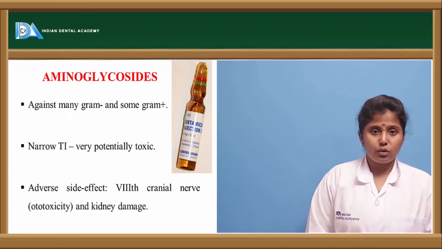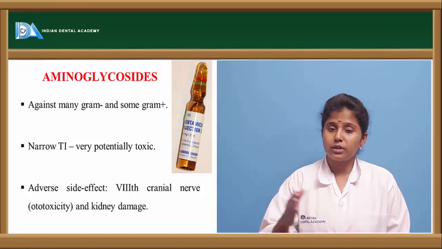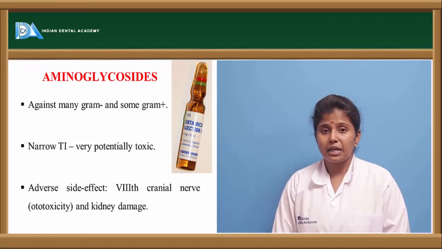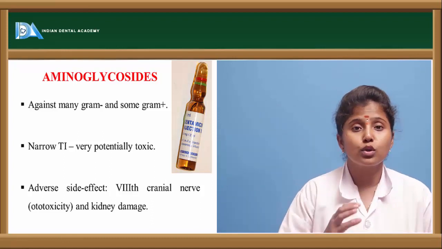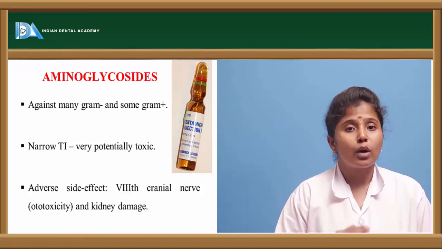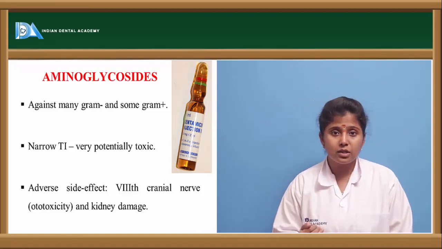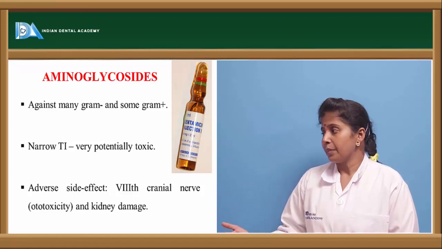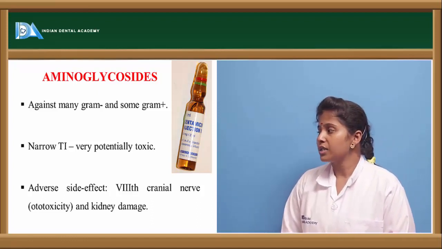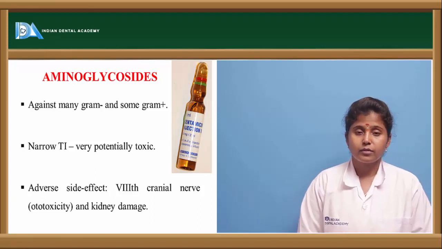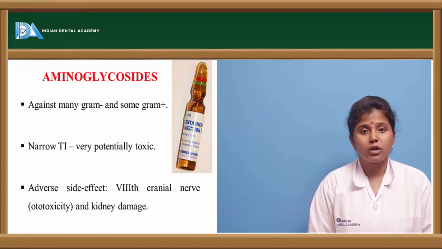Now let us see the aminoglycosides. Aminoglycosides are antibiotics which are very effective against gram-positive as well as some gram-negative bacteria. And these have a narrow therapeutic index. So the dose of these aminoglycosides should be monitored, because if we increase the dose, it may lead to adverse effects, and if we decrease the dose, it may lead to no effect. They show a side effect of toxicity to the 8th cranial nerve, and it may cause kidney damage.